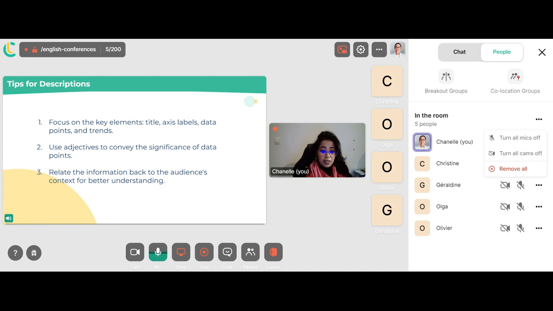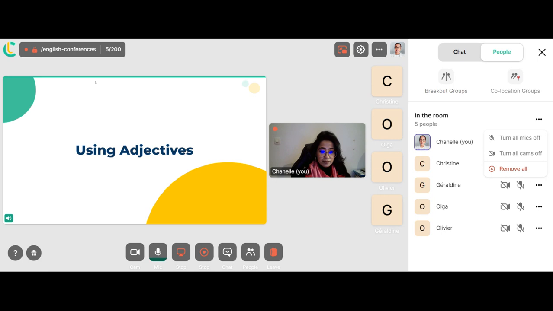When we look at the tips for descriptions, we need to focus on the key elements. For example, the title, the axis labels, the data points, and the trends. We use adjectives to convey the significance of the data points. And we relate the information back to the audience's context for better understanding. So using adjectives is important because it offers a description. So we are going to look at a number of adjectives that one can use when speaking about data.